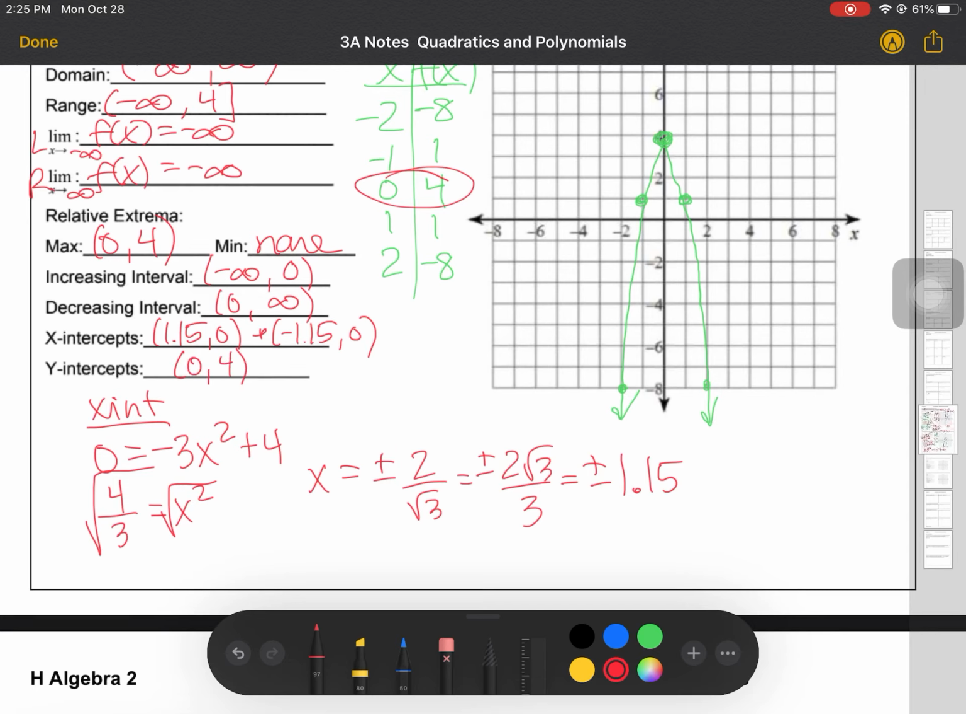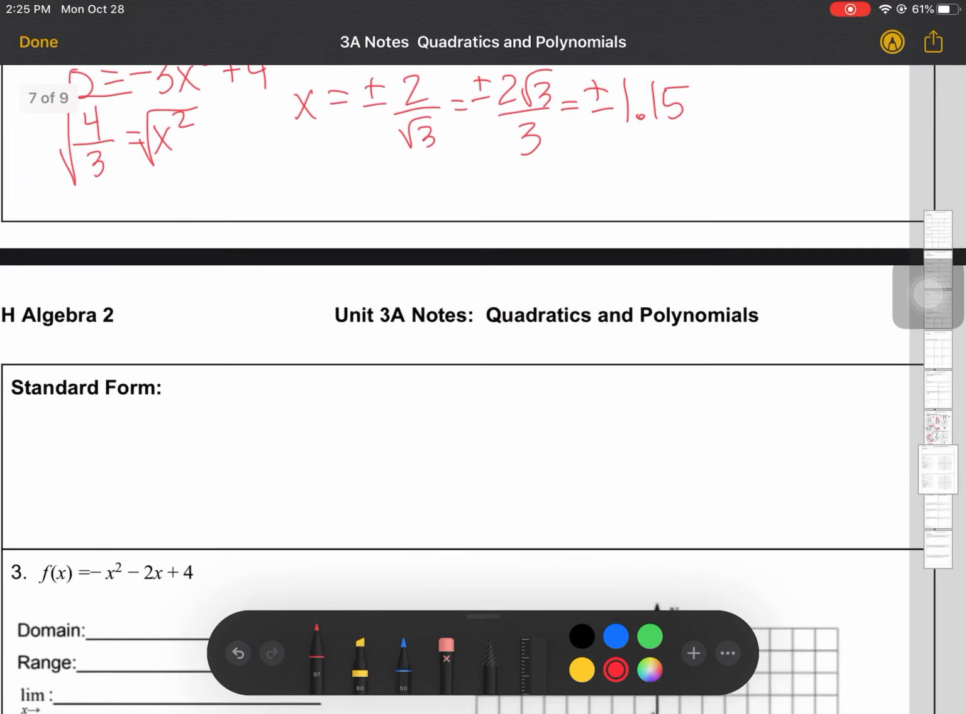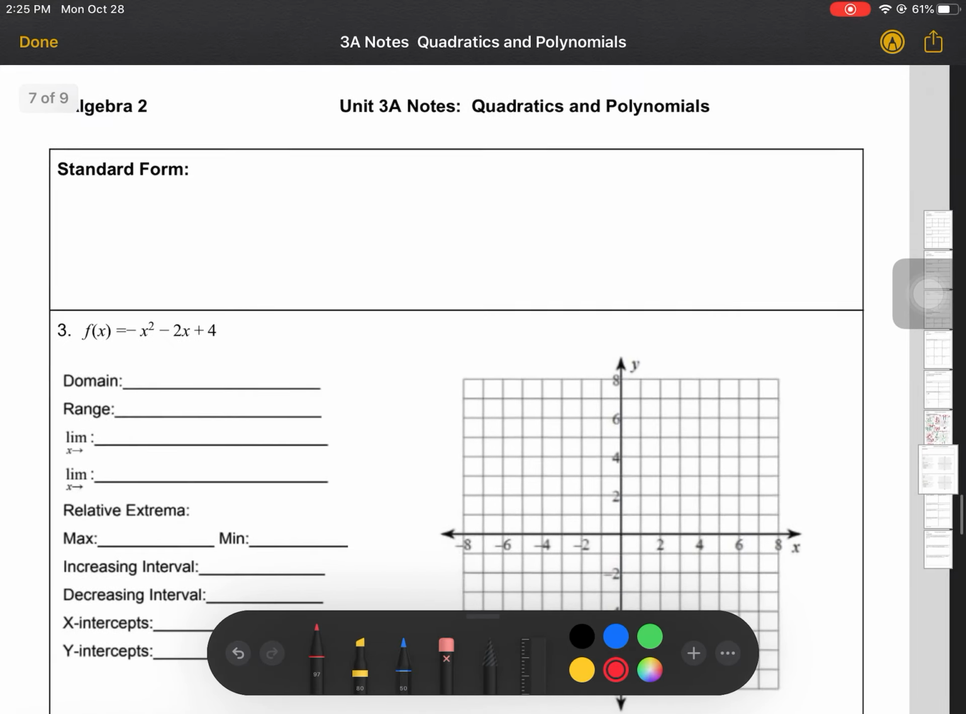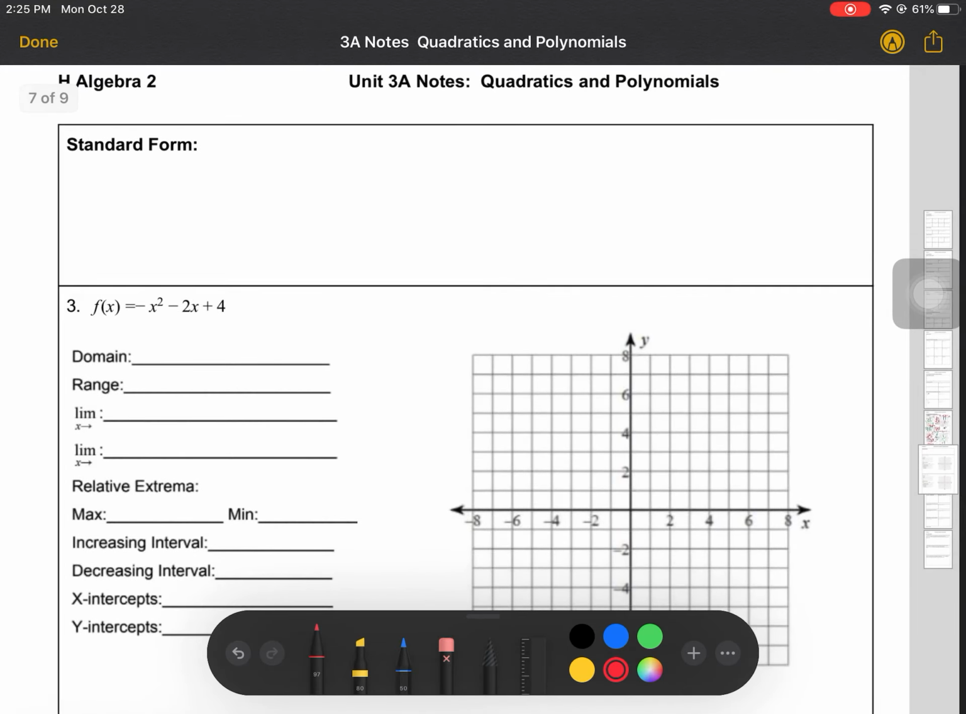Okay, so this should be a review from last time. These should be things you have done before. And now we're going to turn this around a little bit and start graphing in what's called standard form. In standard form, that means your equation is given to you in the form ax squared plus bx plus c. And so what's tricky, really the only thing that's going to change is this entire thing.